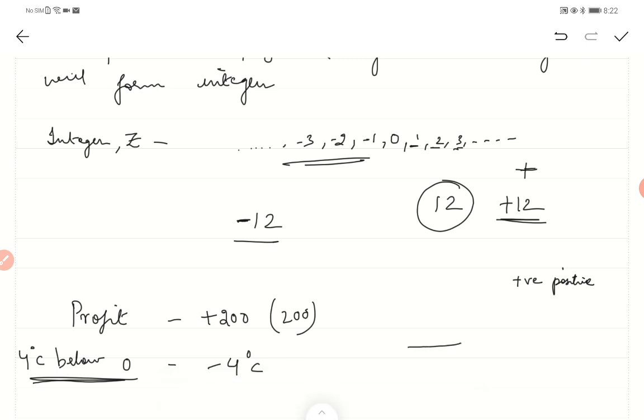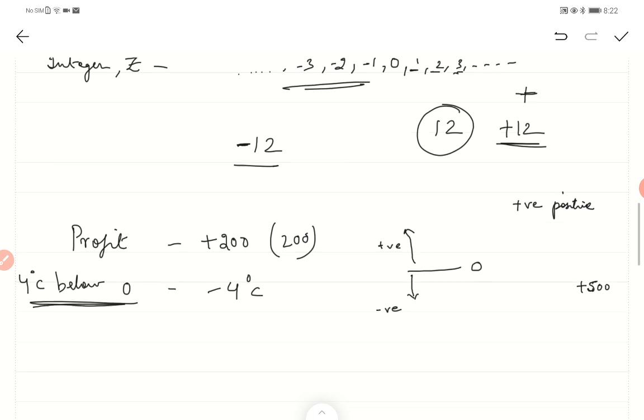So you will have 0 at this point. If it is saying something below or under, it will give you negative. If it is above the ground level, you will say that as positive. All right, so we had seen all these things in your last class. It's just a revision for you all. If I say a gain of 500 rupees, what does this mean? It is plus 500. I've got a loss of 50 rupees. Loss represents minus 50.